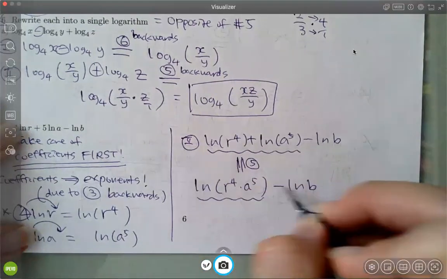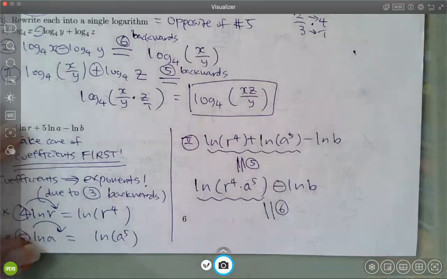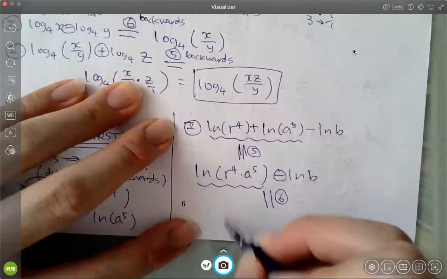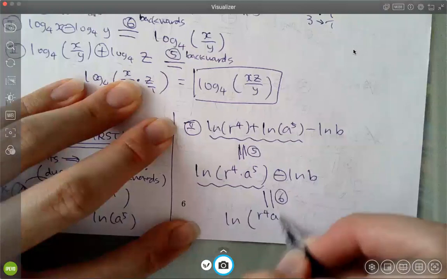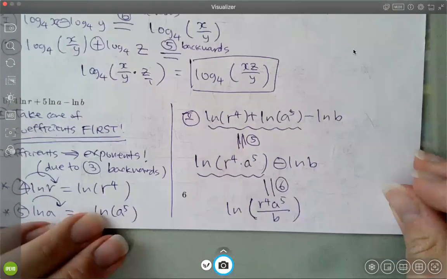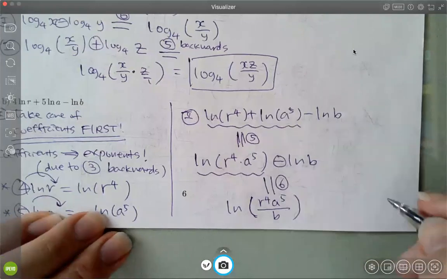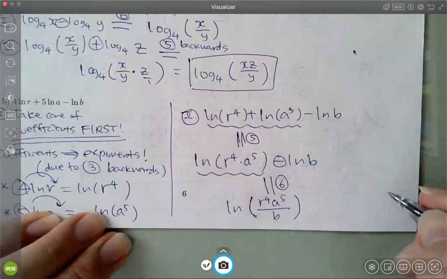And then the difference. So what does that mean? That turns into a fraction, right? So use rule number 6 backwards here. So what do you get? ln r to the 4th, a to the 5th, and all over b, right? This is kind of obvious, but apparently some people make this mistake. The top is not ra to the power 9, right? r and a are not the same base, so you cannot add exponents, remember? So that's it.